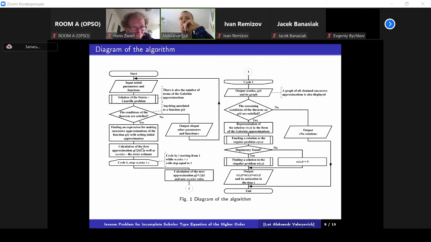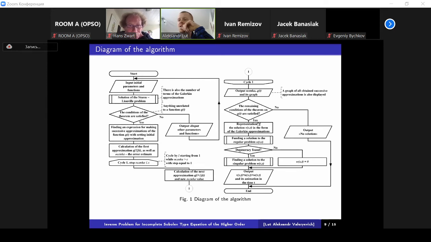The first approximation is calculated and its deviation from the initial one is estimated. A cycle is started, and successive approximations are calculated until the deviation in successive approximations is small enough. We get the function Q and this graph. Let us verify the remaining conditions of theorem 2.